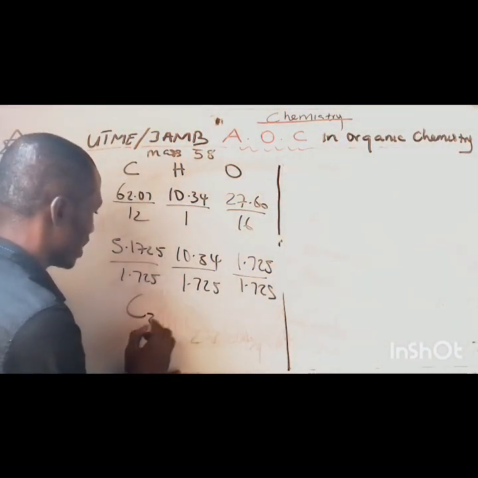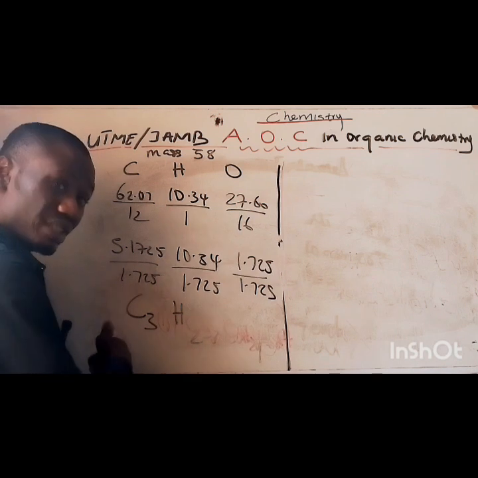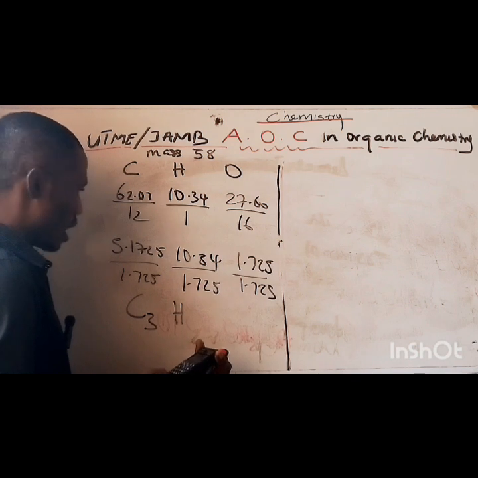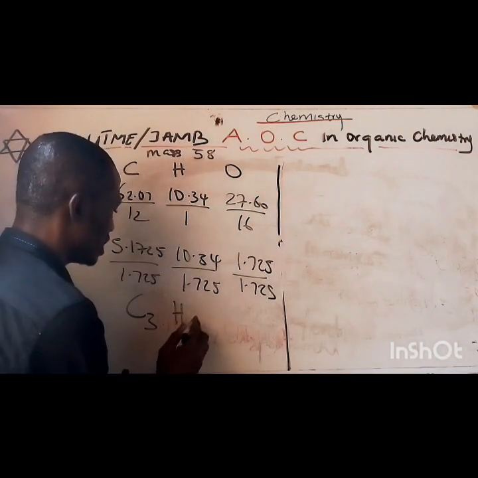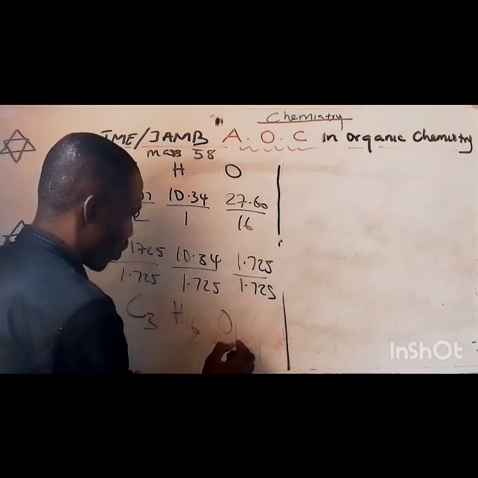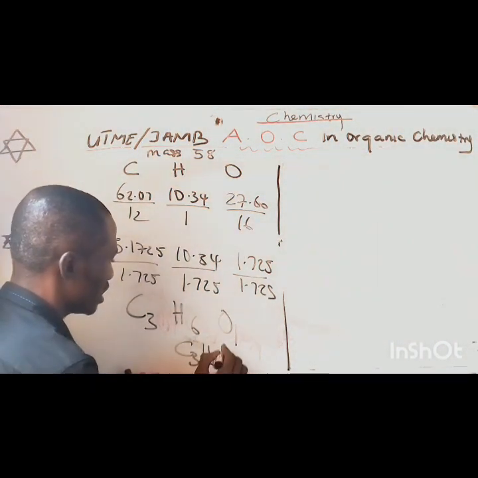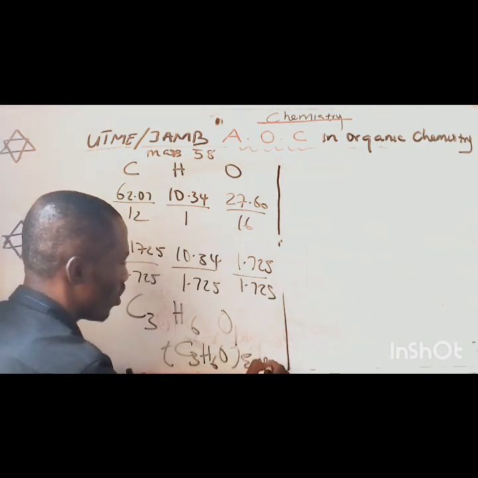So carbon is 3, hydrogen is what? Hydrogen is 10.34 divided by 1.725. Alright, what's that going to give me? That's going to give me approximately 6. So hydrogen is 6. Oxygen is 1. So this is the empirical formula, C3H6O. So this is called the empirical formula.